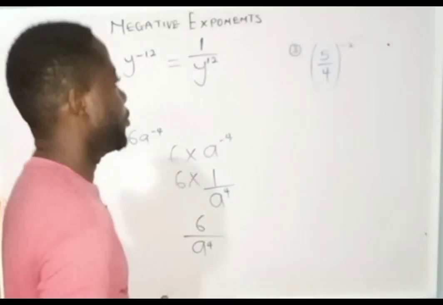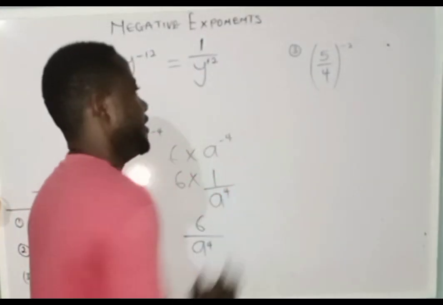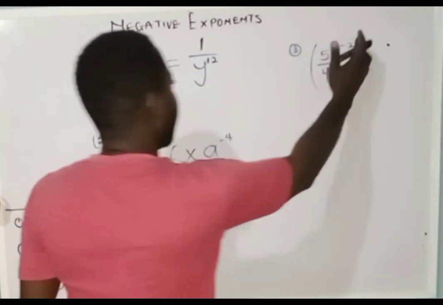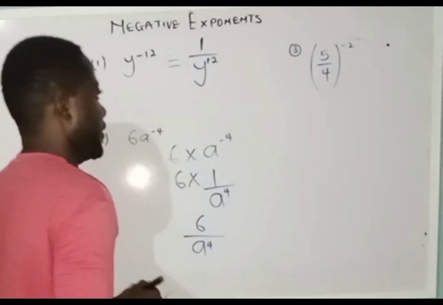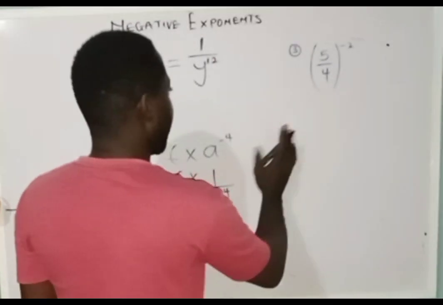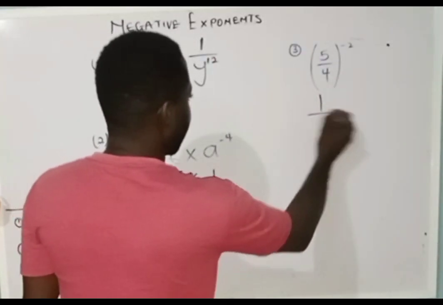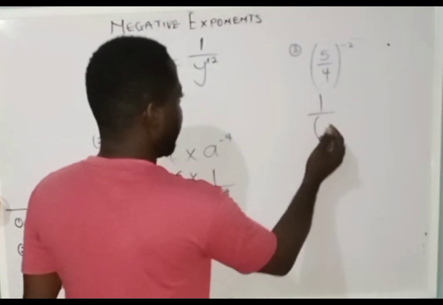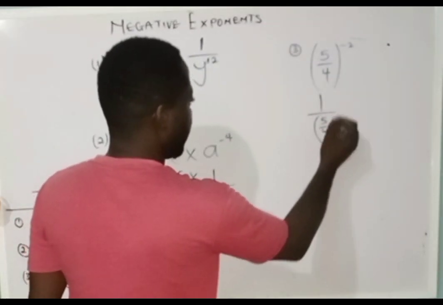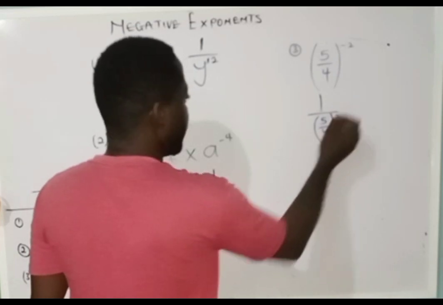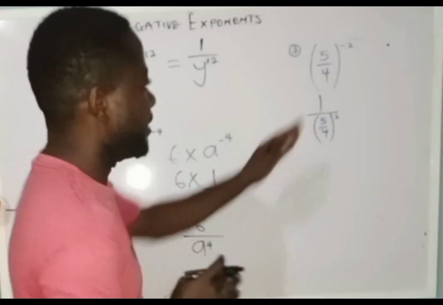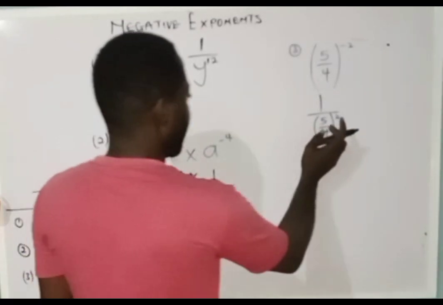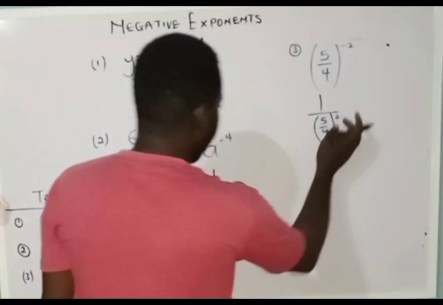Moving on to the third question. You notice that this is a fraction. So we have 5 all over 4 in the brackets and the power of negative 2 outside. So in that case, we are going to find the reciprocal of this. So I'm going to have 1 all over, in brackets, 5 all over 4 raised to the power of 2. So what do you notice? The negative sign here has been removed. So we have 1 all over, in brackets, 5 all over 4 to the power of 2.